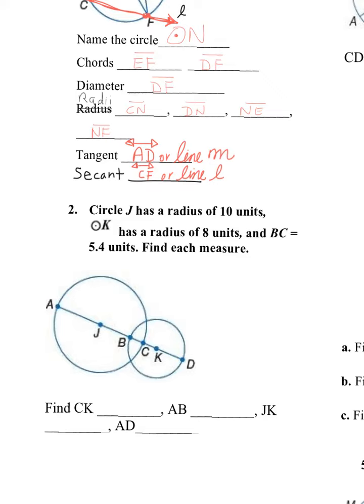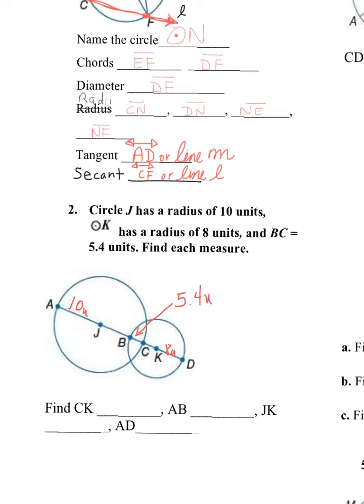Now, question number two. In question number two, they're giving me the circle J. So this is circle J right here, and it has a radius of 10 units. Circle K, which is this one, has a radius of 8 units. So I'm going to put that measurement on the circle: 10 units, 8 units. And also they're saying BC is 5.4. So that segment is 5.4 units.